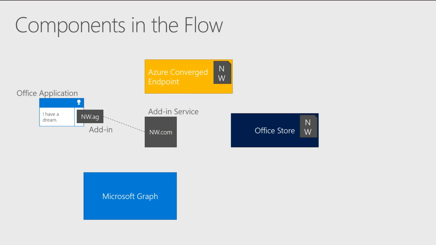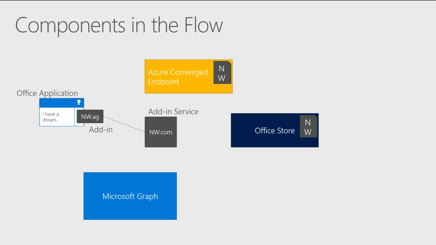So first, there is the Office application itself, Word, Excel, or PowerPoint, etc. Now in this application, it will be hosting your add-in. In this case, Northwind add-in. Now this Northwind Traders add-in will be defined in the Office store, and it will have its own manifest with configuration properties. The add-in will be hosted out of a service. And in this case, that service will also be an Azure application, which is registered in the Azure Converged endpoint with a manifest here. Finally, there is the Microsoft Graph. And the Microsoft Graph is what you want your add-in to connect to retrieve user and organizational data.